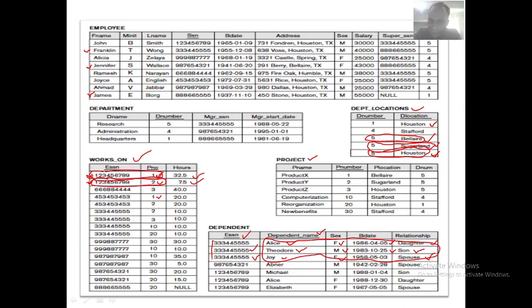Lina and Snail, can you answer this question? Why do dependent name and ESSN together, we are considering it as a key attribute? Why not only ESSN? Why not only dependent name?